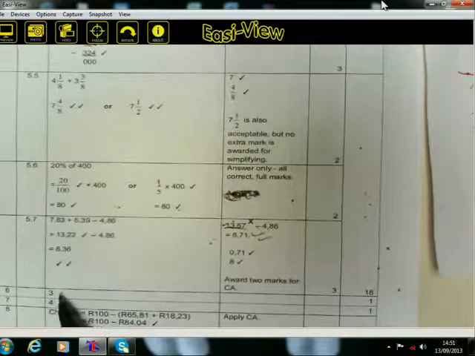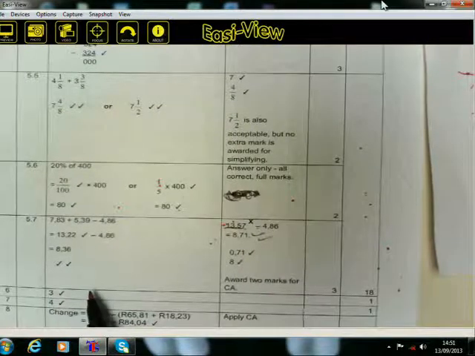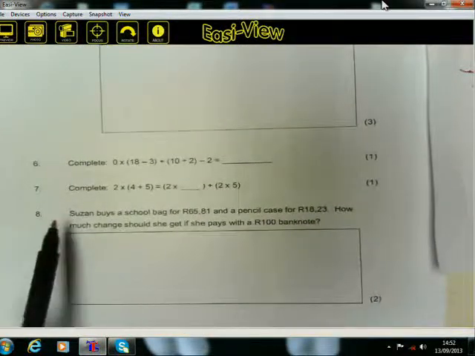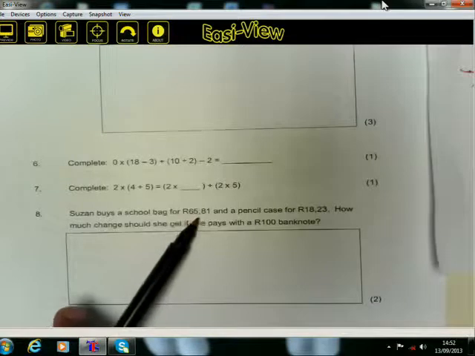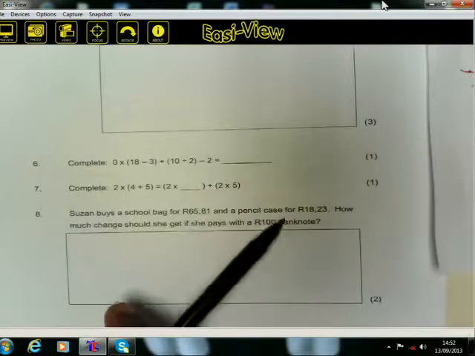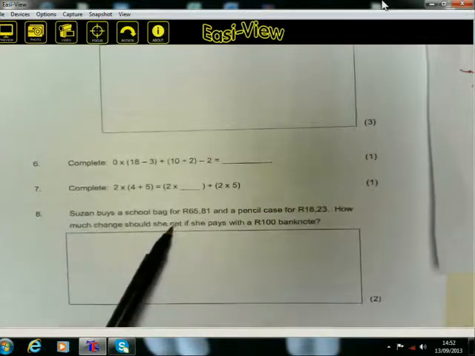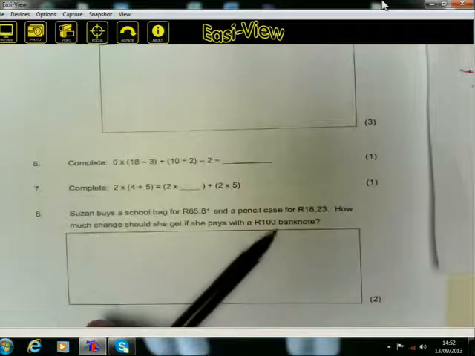You see, there is no clarification here. It's either right or wrong. 3 and nothing else. 4 and nothing else. Then you give the marks there. Now let's come to this one. Number 8. Susan buys a school bag for 65 rand 81 and a pencil case for 18 rand 26. How much change should she get if she pays with a 100 rand banknote?